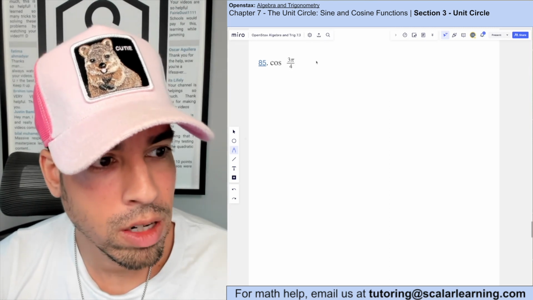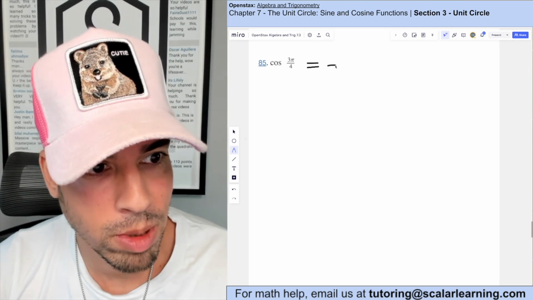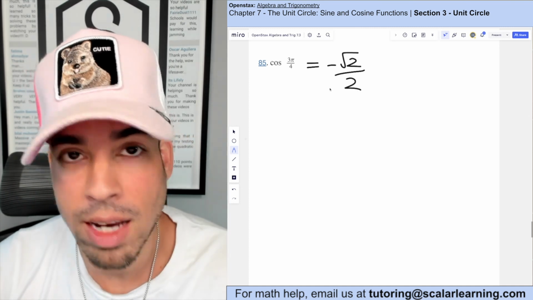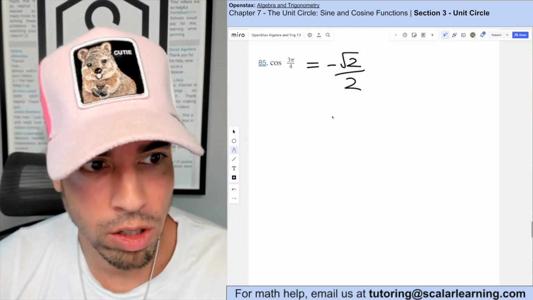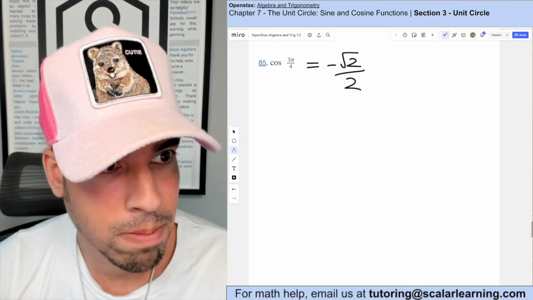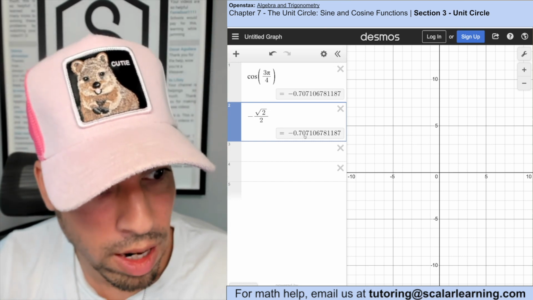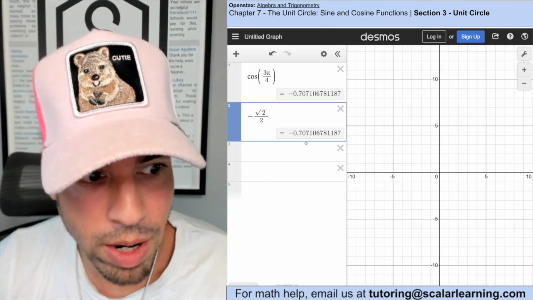So for this angle, you actually could use the unit circle because it is in the unit circle. And cosine of 3 pi over 4 is actually going to be negative rad 2 over 2. That's the exact answer. But we're going to use a graphing calculator to get the approximation. We'll see it's the same. So here's cosine of 3 pi over 4, and you can see that it's identical to negative rad 2 over 2.